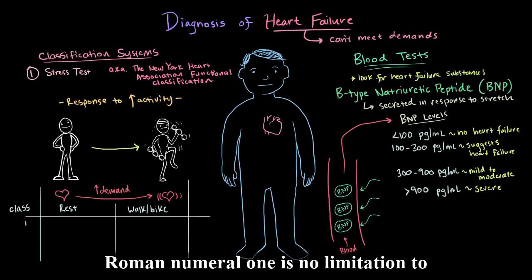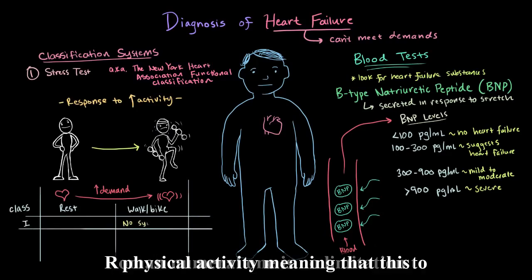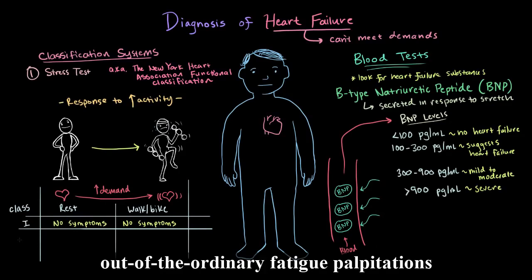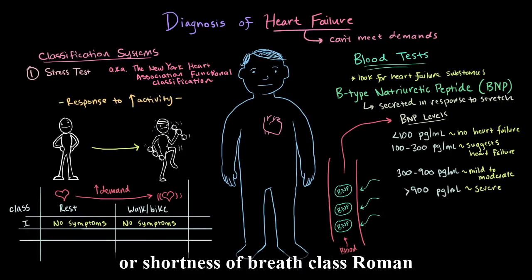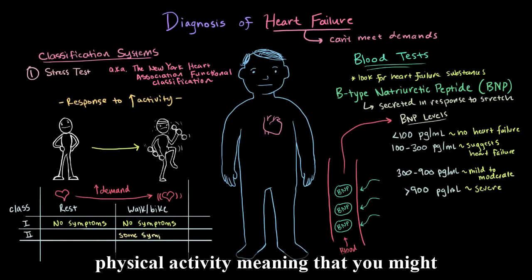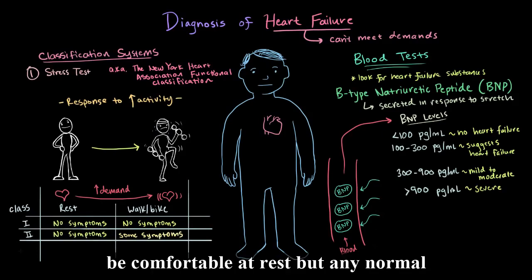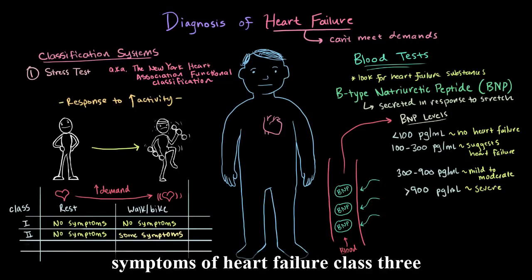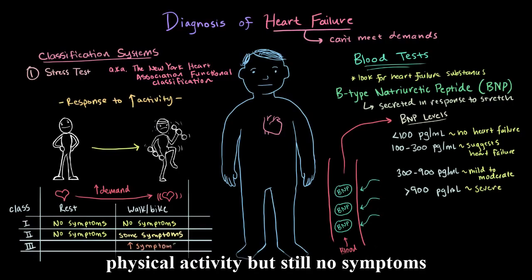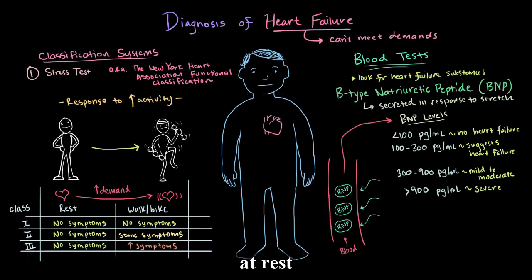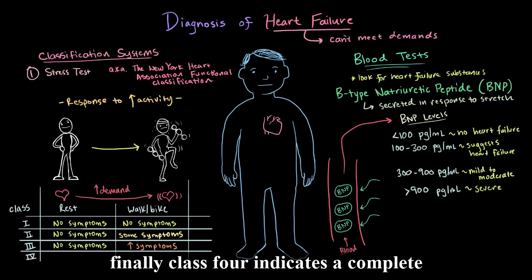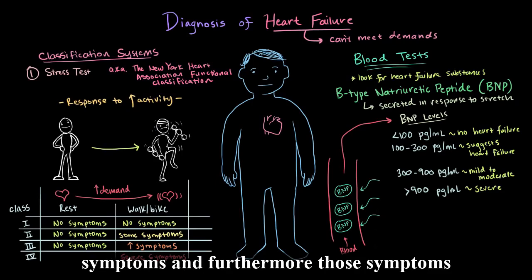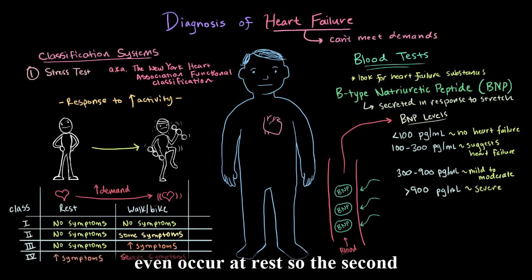And the first class, or Roman numeral 1, is no limitation to physical activity, meaning that this activity doesn't cause any out-of-the-ordinary fatigue, palpitations, or shortness of breath. Class Roman numeral 2 is some limitation to physical activity, meaning that you might be comfortable at rest, but any normal physical activity results in some symptoms of heart failure. Class 3, however, is a lot of symptoms during physical activity, but still no symptoms at rest. Finally, class 4 indicates a complete inability to undertake really any physical activity without feeling those symptoms. And furthermore, those symptoms even occur at rest.